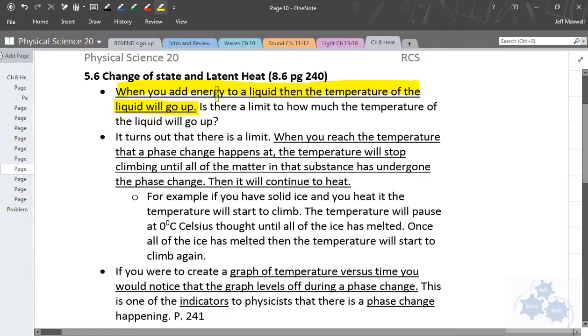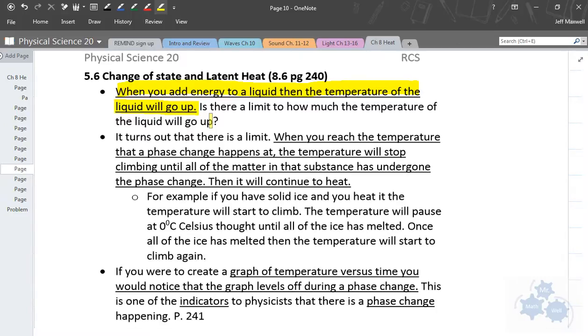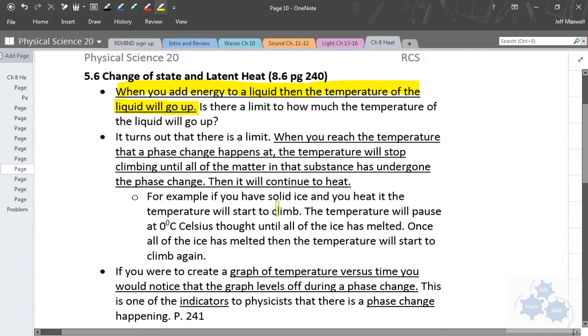Okay. Is there a limit to how much the temperature of the liquid will go up? So if we keep heating a liquid, what's eventually going to happen to that liquid? It's going to boil, right? It's going to turn into the gas state. So then it's going to turn into gas. So there is a limit, right, to how much we heat. And this is a little bit of a description here.